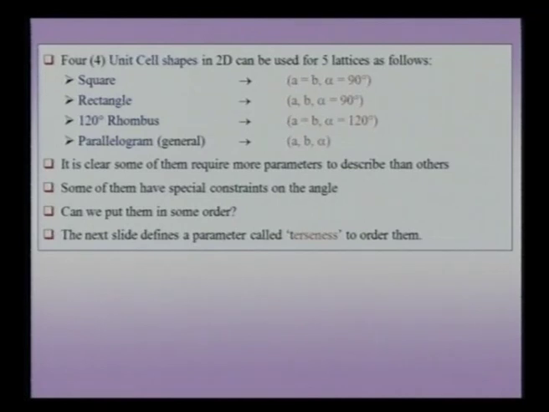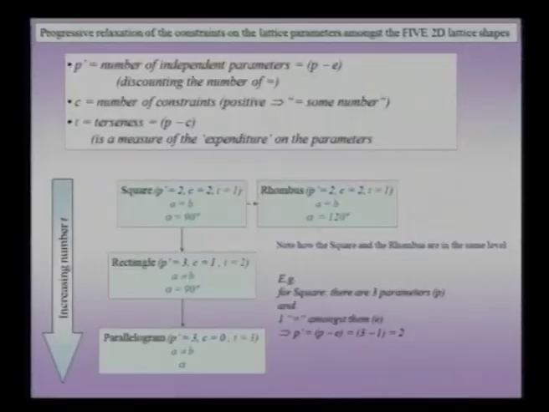So we want to put some of these unit cells in a certain order, and the parameter we choose to define this order is a parameter we call terseness, so that we can order these unit cells. Clearly this order will help us understand that some of them are somehow more symmetric than the others, or some of them have a lesser expenditure on parameters. So we will define some parameters to understand this terseness.